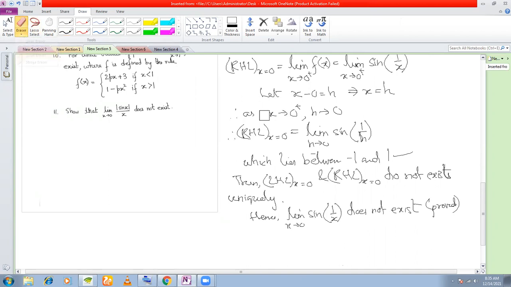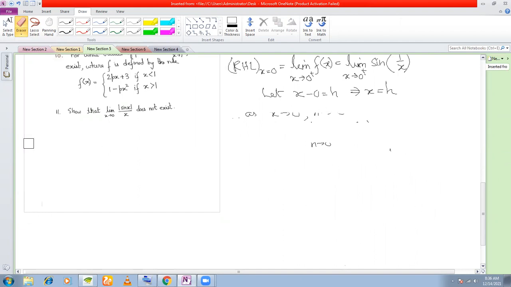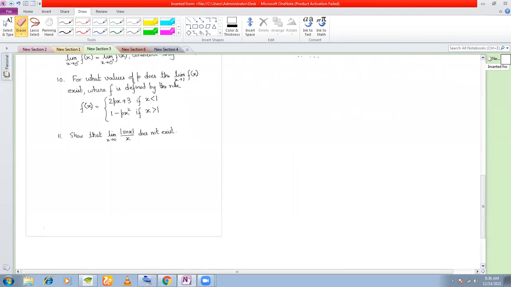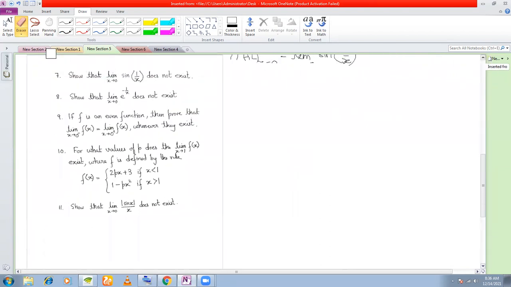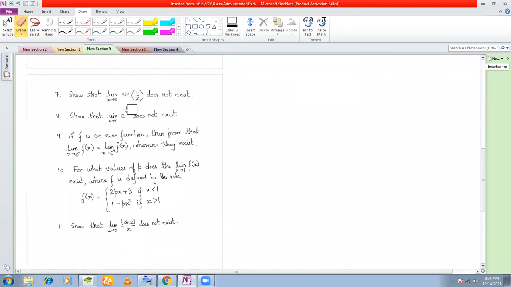Fine. Let's see if I can pull out another sum. Question is, show that limit x tends to 0, e to the power of -1 by x does not exist. Let f(x) is equal to e to the power of -1 by x.